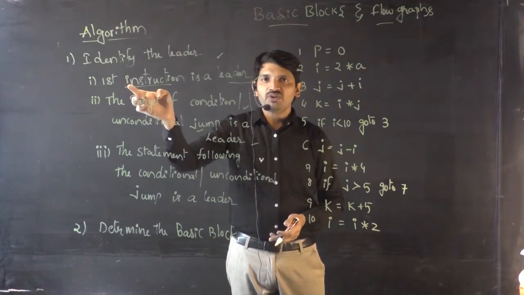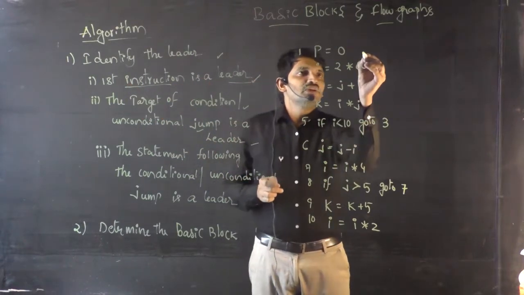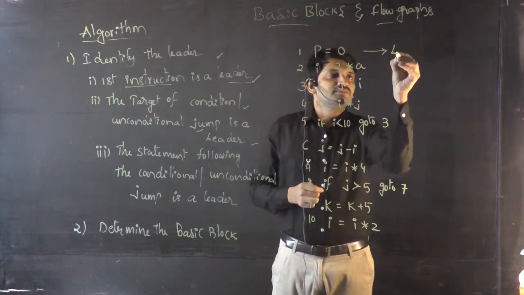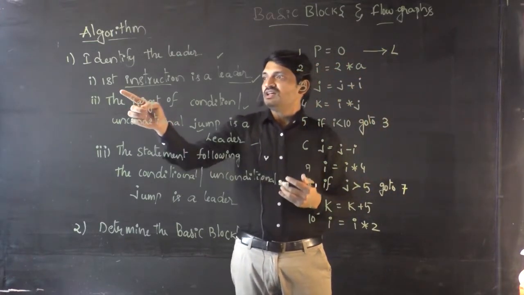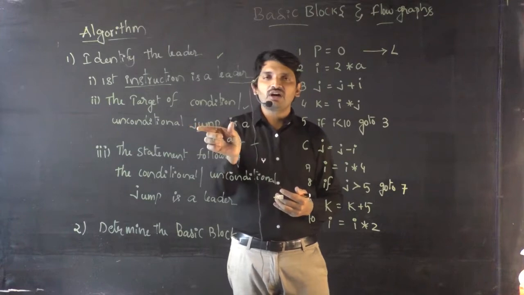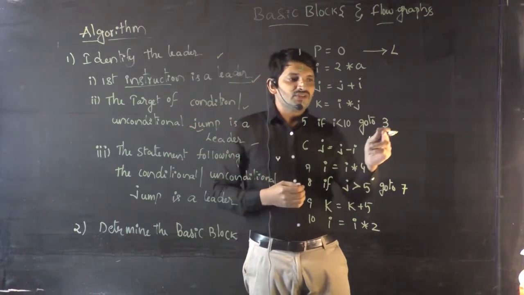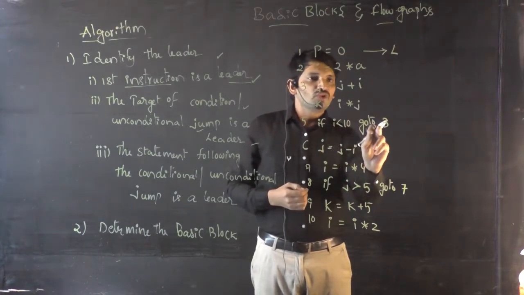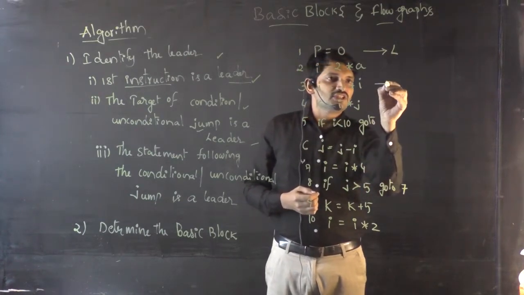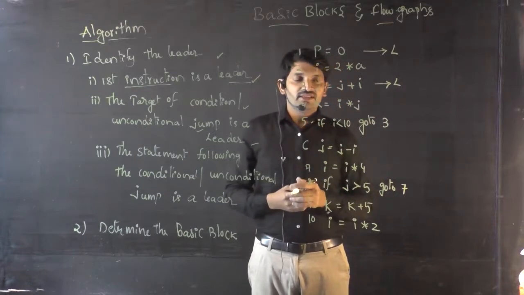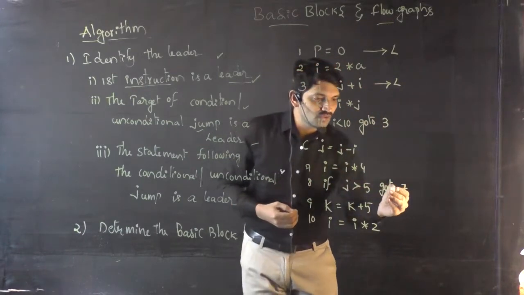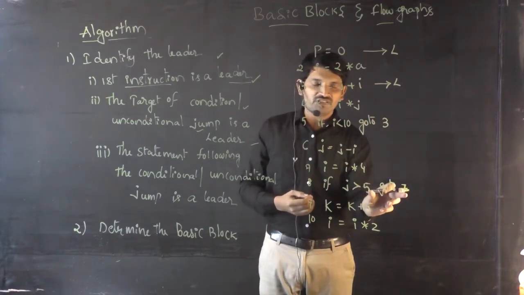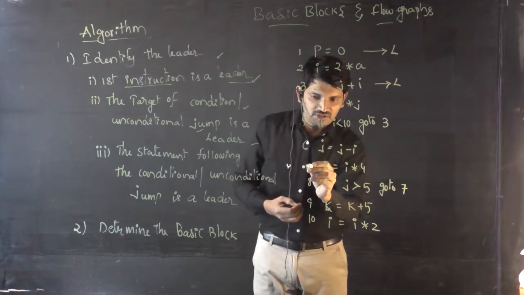What is the first point? The first instruction is a leader. So this is a leader. Then come to the next point. The target of a conditional or unconditional jump is a leader. So here there is a conditional statement. So if I less than 10, go to 3. So this must be a leader. Then here also go to 7. An unconditional statement is there. So 7 must be a leader.